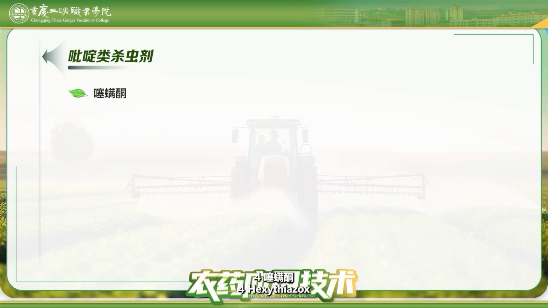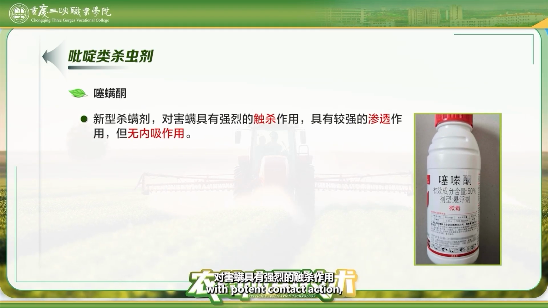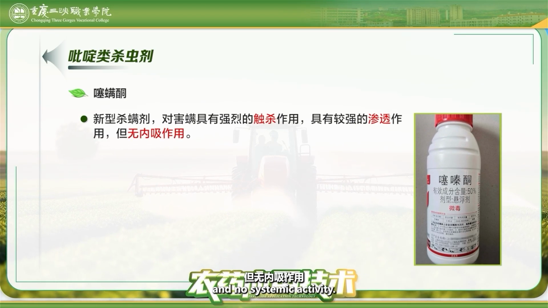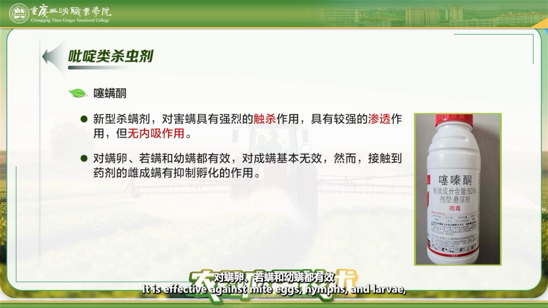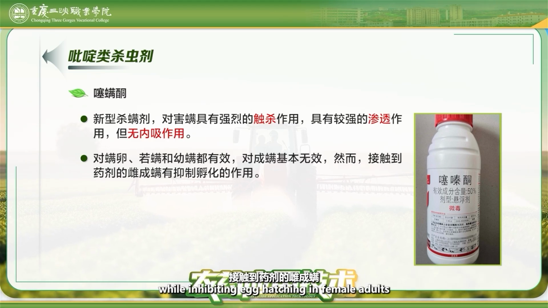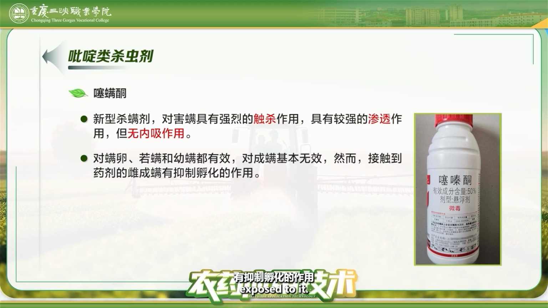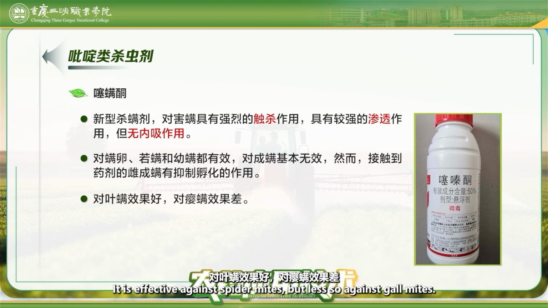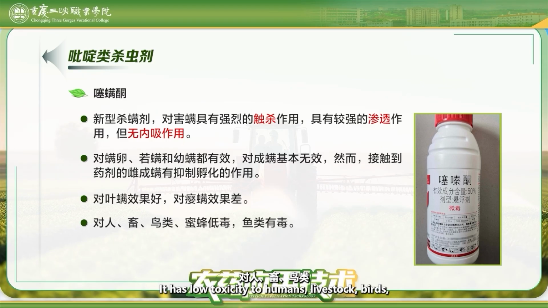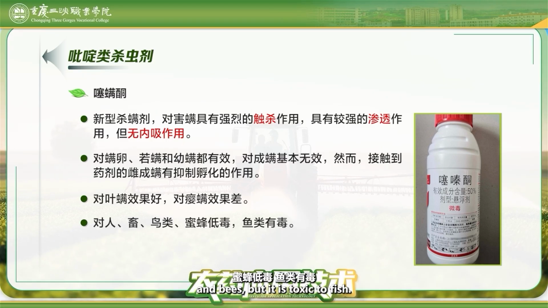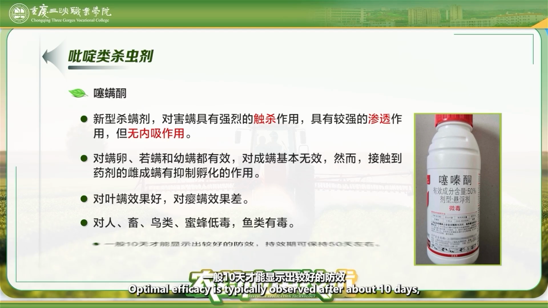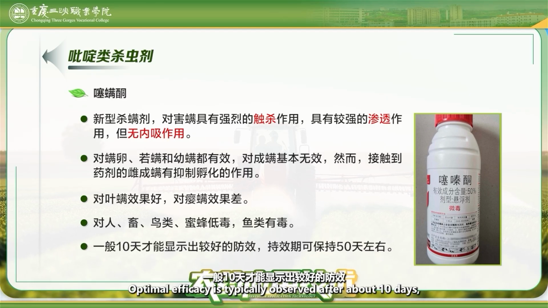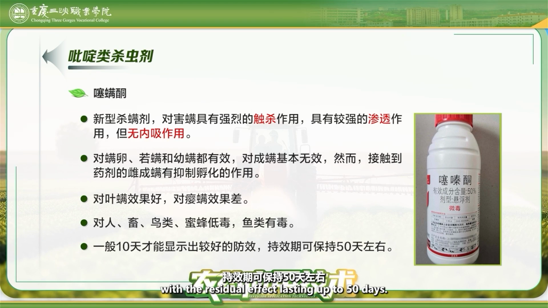4. Hexythiazox. It is a new acaricide with potent contact action, strong penetration, and no systemic activity. It is effective against mite eggs, nymphs, and larvae, with minimal effect on adults, while inhibiting egg hatching in female adults exposed to it. It is effective against spider mites, but less so against gall mites. It has low toxicity to humans, livestock, birds, and bees, but it is toxic to fish. Optimal efficacy is typically observed after about 10 days, with the residual effect lasting up to 50 days.